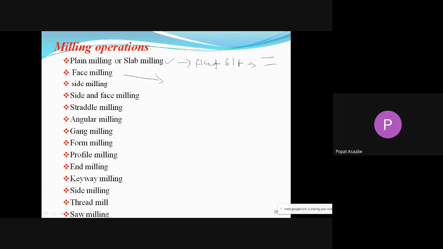In face milling also, it is used to produce a flat surface on the face of your workpiece, and during this machining operation, the axis of your cutter will remain perpendicular to the surface.